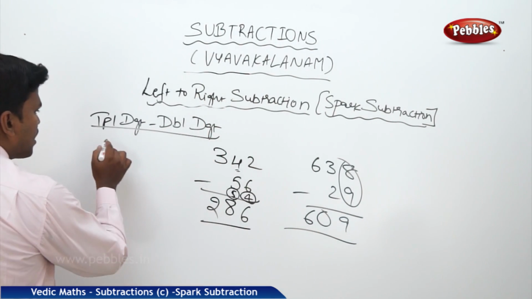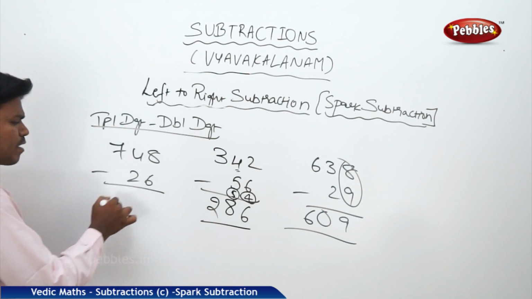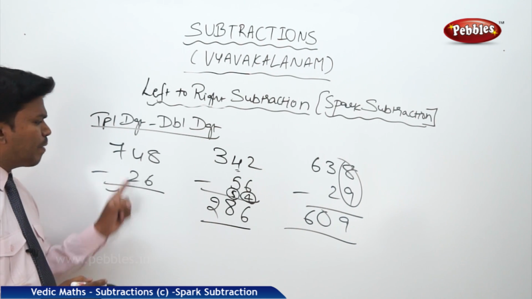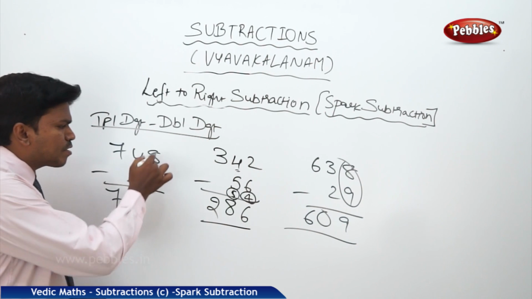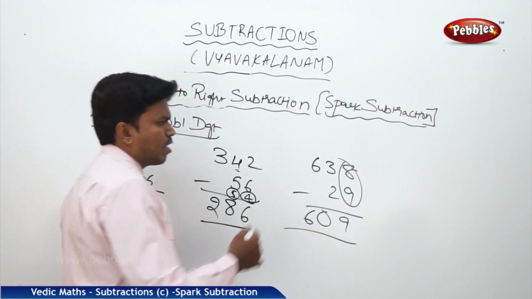One more example. 748 minus 26. 7, drop it as it is, but before dropping, match or mismatch? Match only. 7. 4 minus 2, 2 only because match. 8 minus 6, 2 directly. 722.